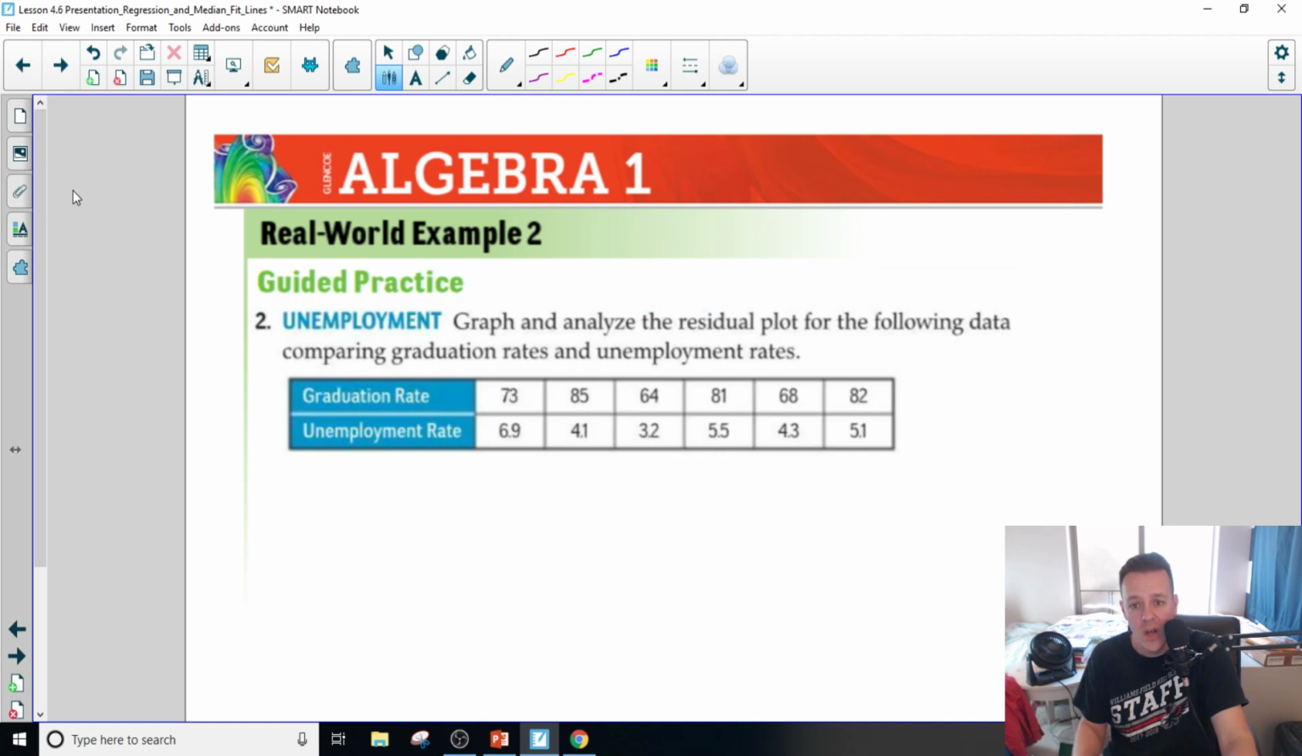Okay, same here. What I want you to do is please graph and analyze the residual plot for the following data comparing graduation rates and unemployment rate.